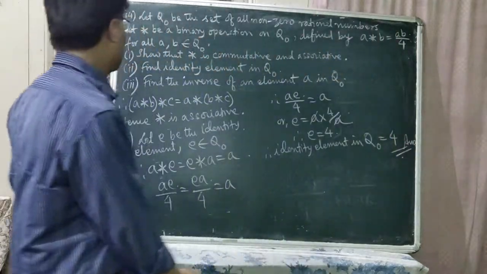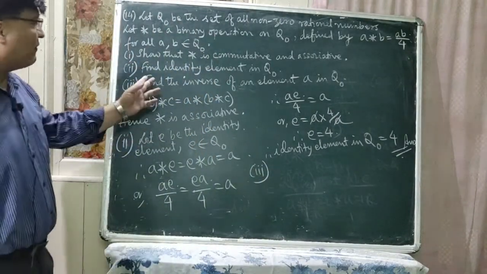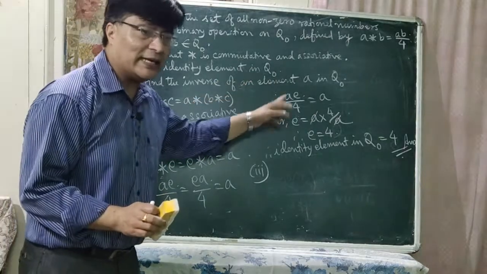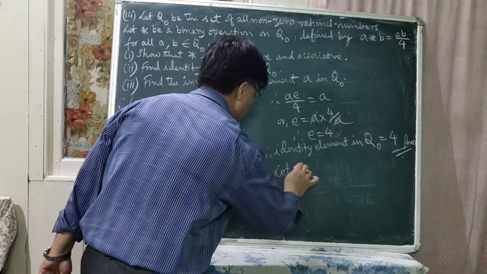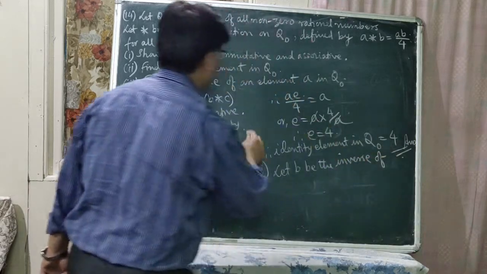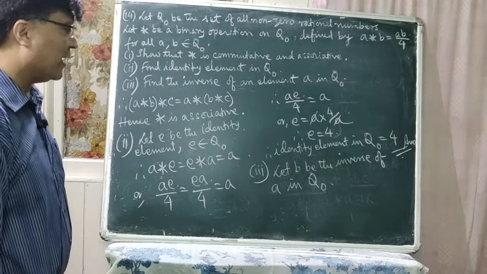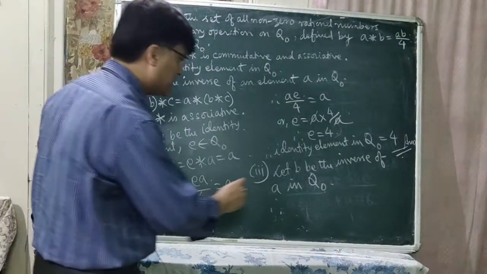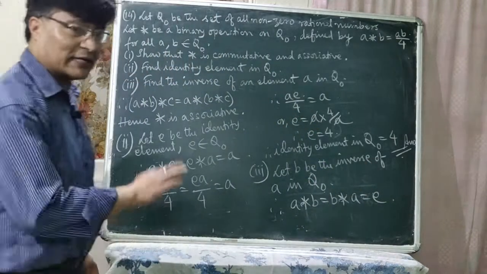Okay. So now let us do this last part, that is question number 3. Now you have to find the inverse of an element A in Q0. So what is the inverse of the element A in Q0? So let us assume, let B be the inverse of A in Q0. Now by definition of inverse, you can write down that A star B is equal to B star A is equal to what? E. By definition of inverse, isn't it?